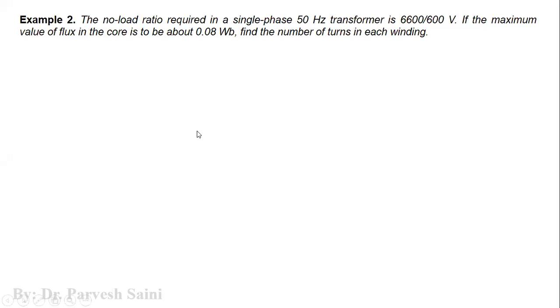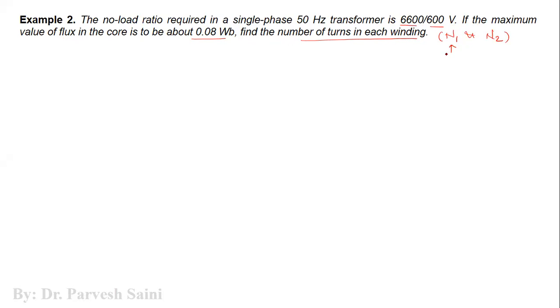Now let us take up the next numerical, and the statement is: the no load ratio required in the single phase 50 hertz transformer is 6600/600 volt. If the maximum value of flux in the core is about 0.08 Weber, find the number of turns in each winding. That is, we have to find out the value of N1 and N2.